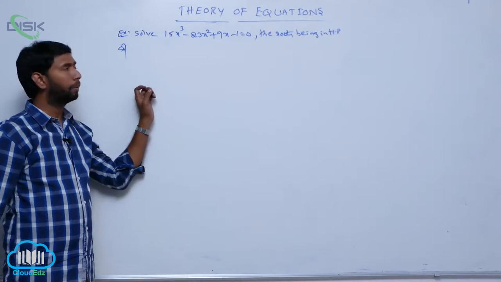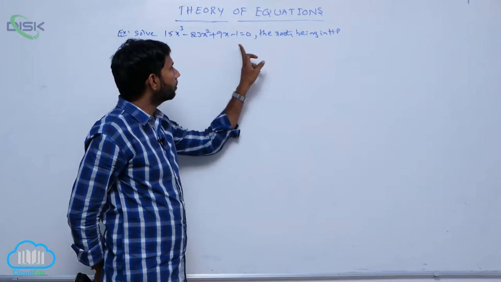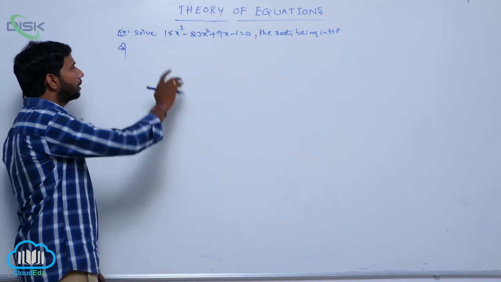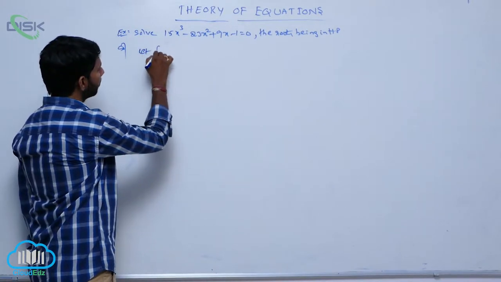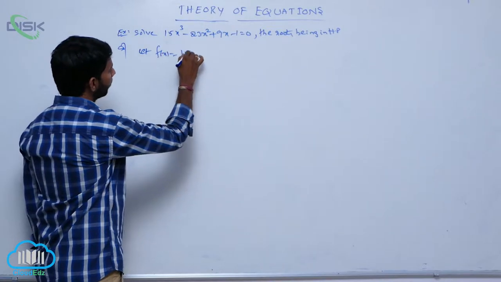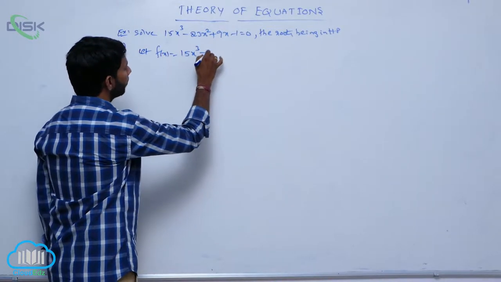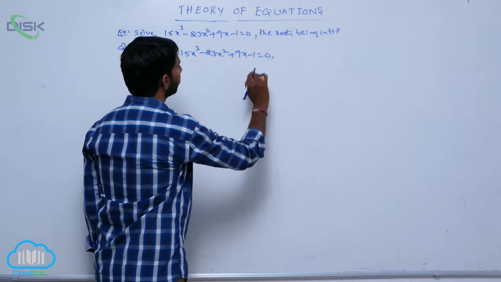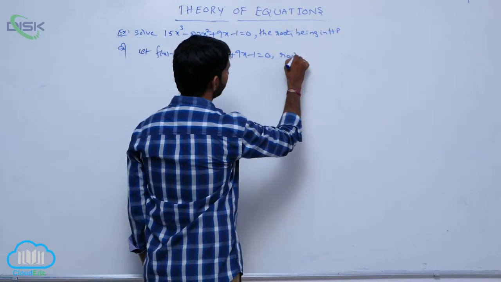15x cube minus 23x square plus 9x minus 1 equal to 0, the roots being in HP. That is, let f of x be considered as 15x cube minus 23x square plus 9x minus 1 equal to 0, roots in HP.